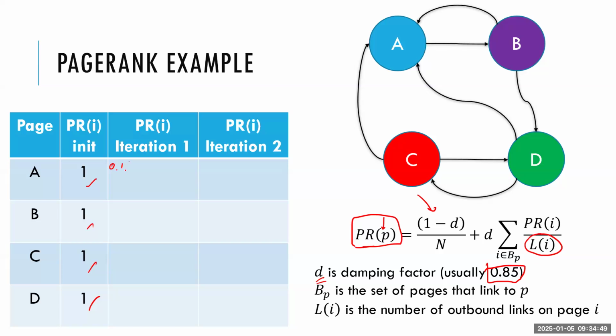0.15 over N, where N is the number of pages. So everyone will get this much score at the start, right? And then each one of them will get extra score from whatever pages point to it.